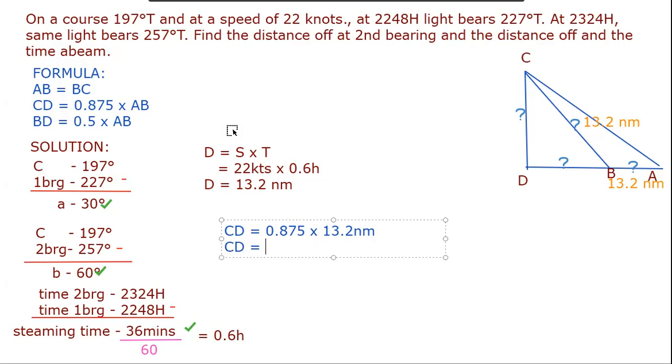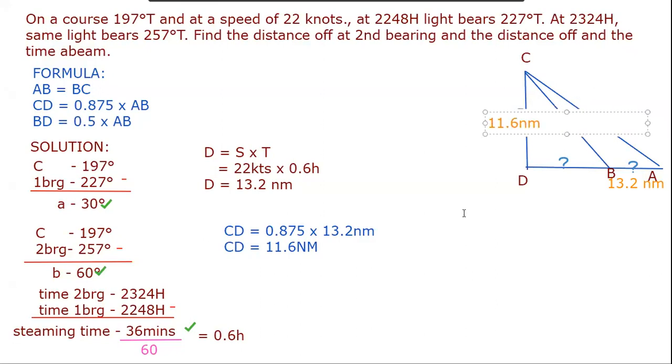So we can convert it to the nearest decimal place. So one decimal place only, 11.6 nautical miles. So ibig sabihin, yung value ng CD is equivalent to 11.6 nautical miles. So how are we going to find the value of our BD?